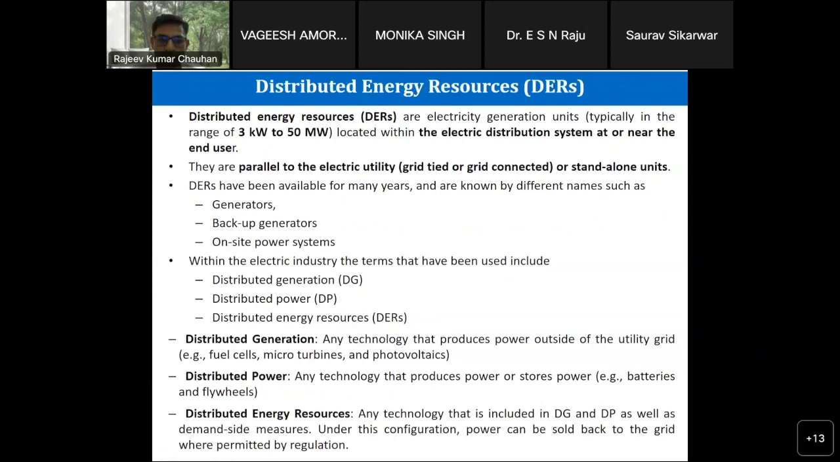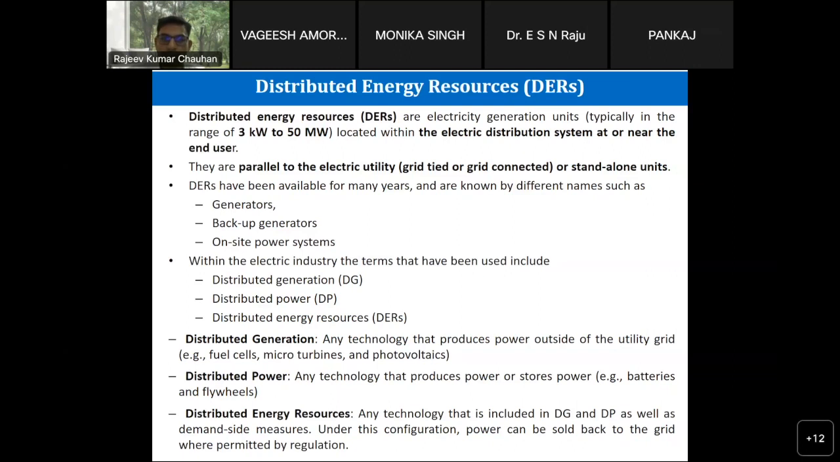This distributed generation is not a new one. It has been available for many years. Earlier we were calling it generators, backup generators, or on-site power systems. And we also have different terminology like distributed generation, distributed power, and distributed energy resources.